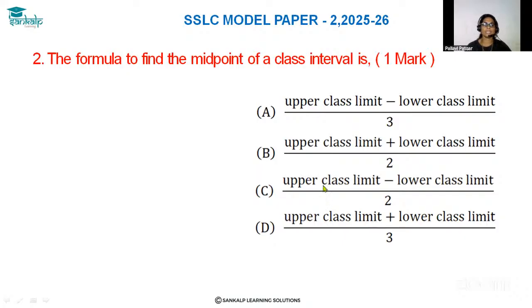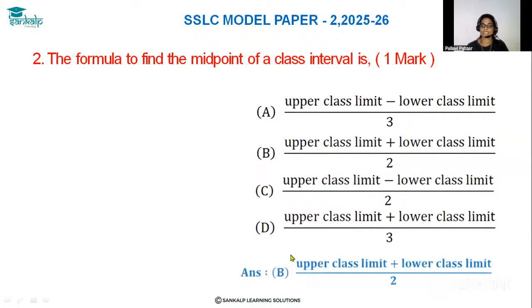So here the midpoint of a class interval is also known as class mark. This is the value that lies exactly in the middle of the lower and upper class limits. How do we calculate this? Upper class limit plus lower class limit divided by 2. This is the midpoint formula. So in the given options, B is the right answer: upper class limit plus lower class limit divided by 2.